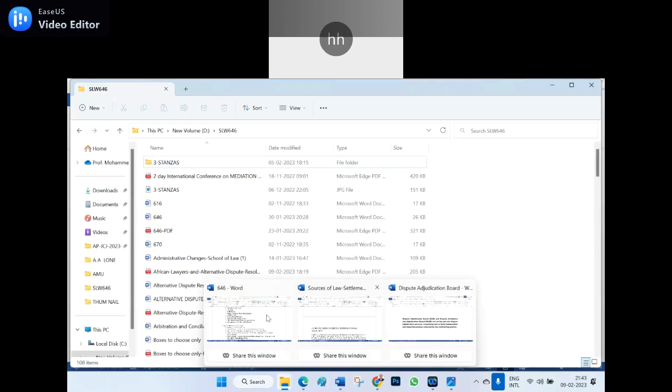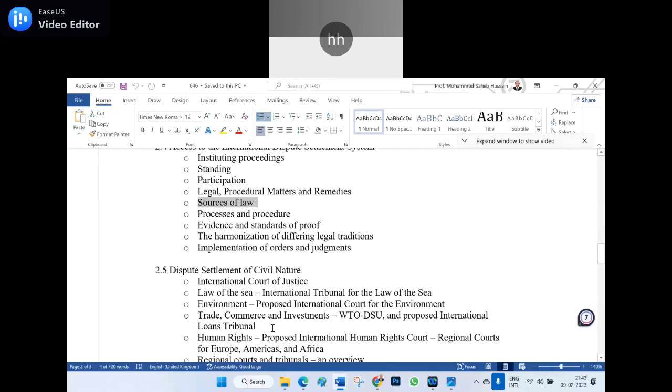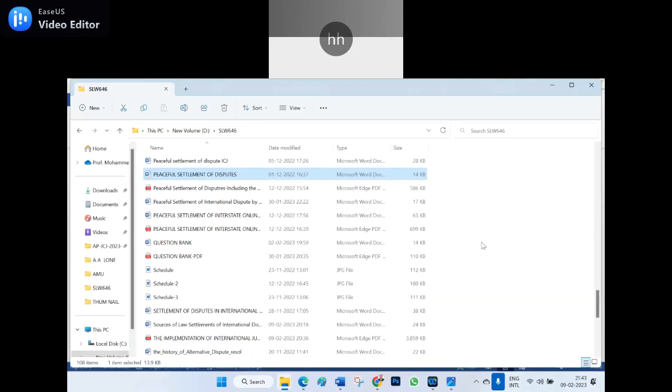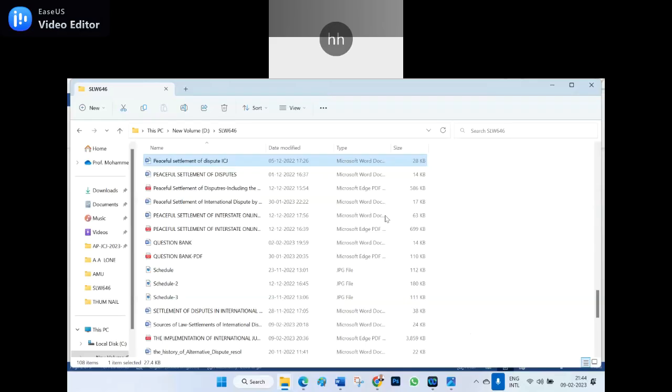Yes, see the sources of law that we made. Then let us check it. Let me see if there is participation or not. Peaceful settlement, dispute, ICJ, peaceful settlement. The other point which we will be covering here is process and procedure. Let us see if anything is there in the process and procedure. Peaceful settlement, again peaceful settlement, interstate. And of course, here the peaceful settlement of disputes in the ICJ is there, and they have given certain principles.